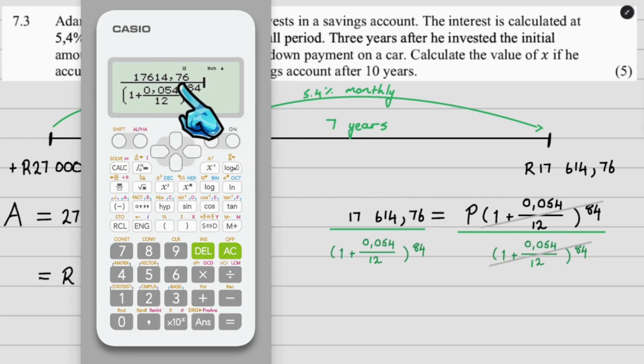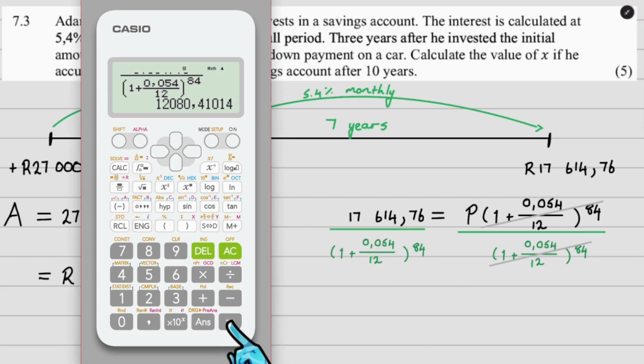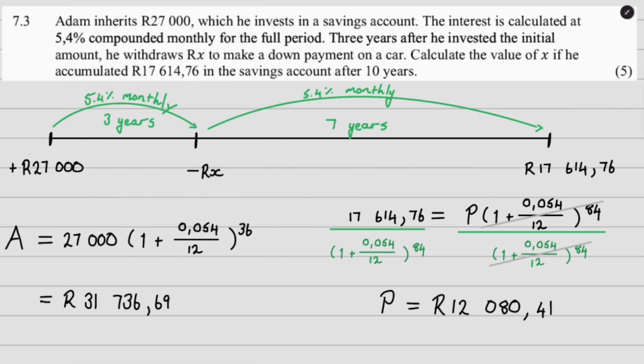After I pop that in my calculator, I just press equals. And I get 12,080 Rand with 41 cents. And it is in a feasible region. It has to be smaller than that because it would have gained a lot of interest over those 7 years. Alright, and we are nearly at the finish line.